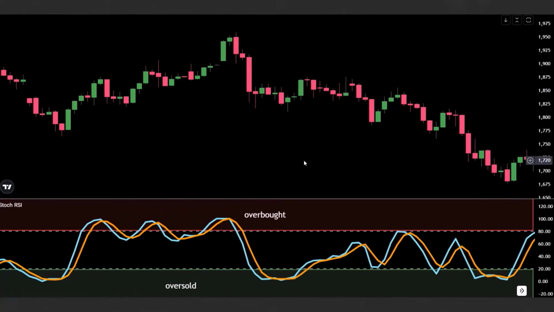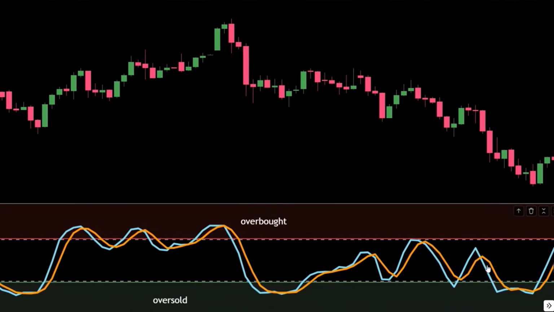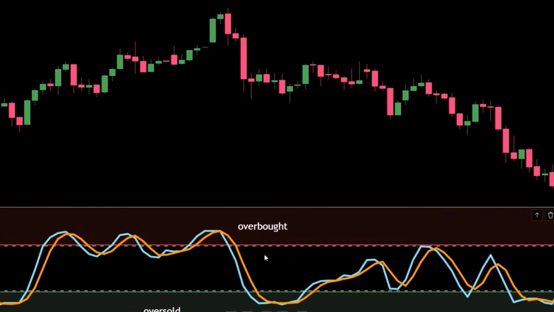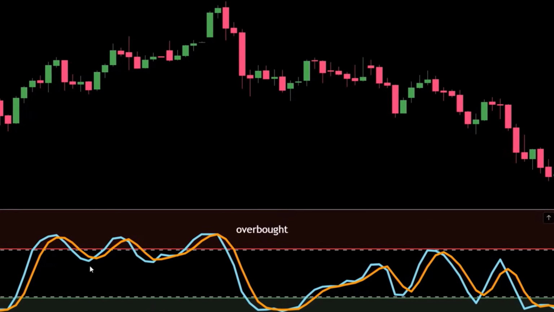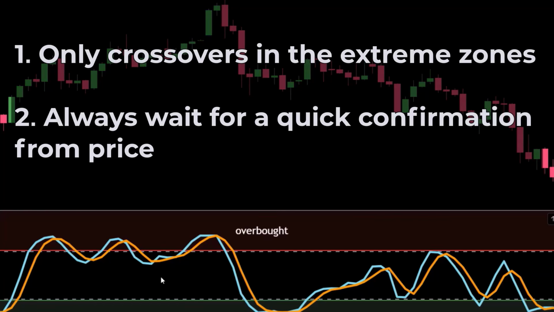Now remember, we're not trying to catch every single move, and we're not trying to be perfect. We're simply avoiding the worst and most obvious false signals. Two simple rules. 1. Only crosses in the extreme zones. 2. Always wait for a quick confirmation from price. And that's it. That's how you make the stochastic RSI much more reliable, clean, simple, and effective.